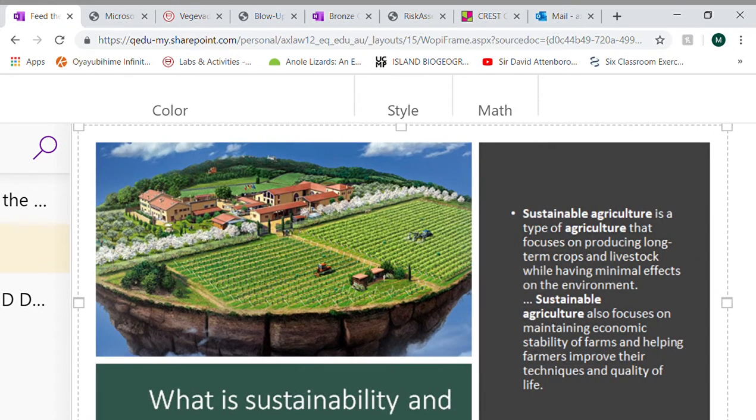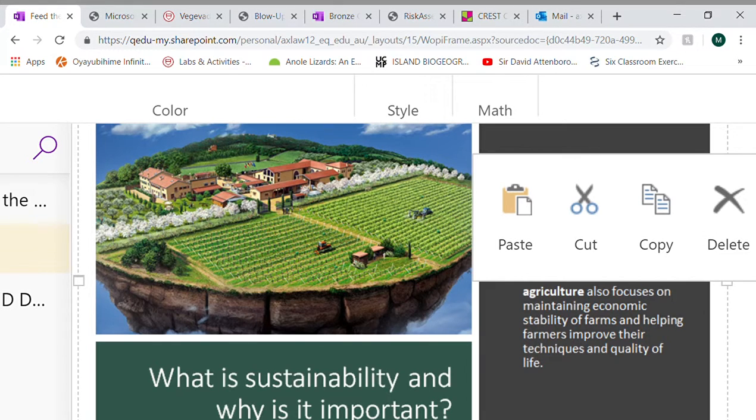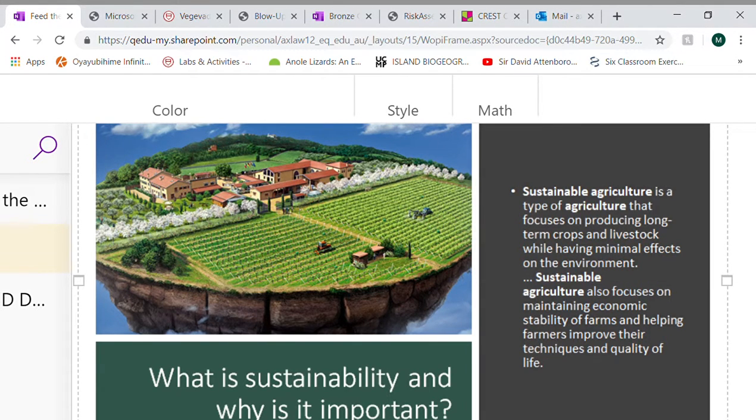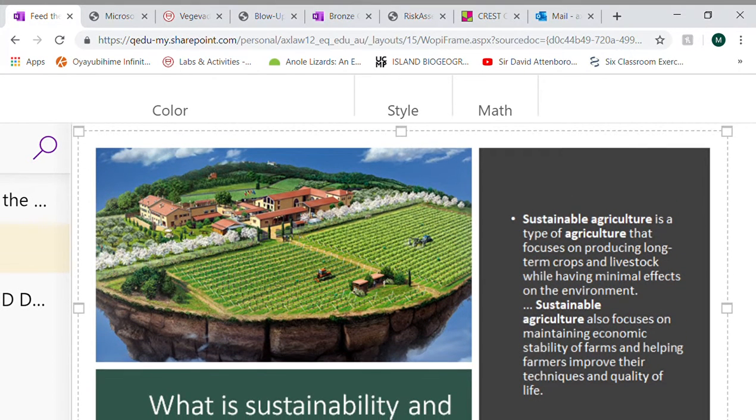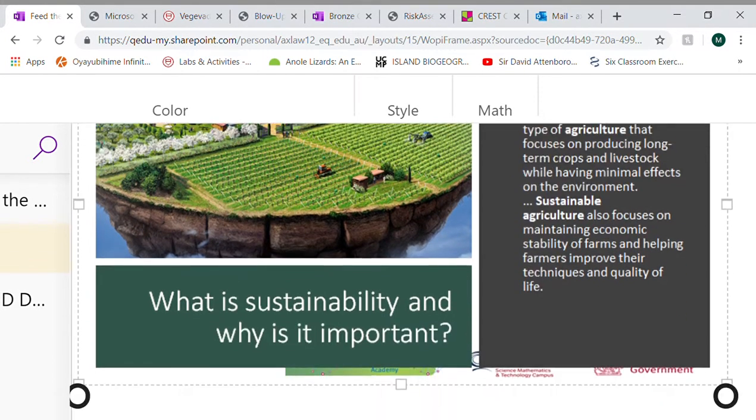Sustainable agriculture is a type of agriculture that focuses on producing long-term crops and livestock while having minimal effects on the environment. So sustainable agriculture really focuses on minimizing our impact and our global carbon footprint. It also focuses on maintaining economic stability in farms and helping farmers improve their techniques to improve their quality of life. And you can see in the picture that we're really just trying to minimize our global footprint, so minimizing our impact on the world.